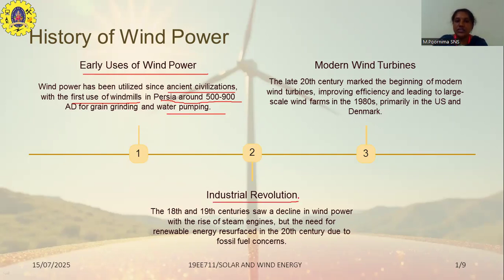And the second is the Industrial Revolution. In the 18th and 19th centuries, there was a decline in wind power with the rise of steam engines. But the need for renewable energy resurfaced in the 20th century due to fossil fuel concerns. Now coming to the modern wind turbine. The late 20th century marked the beginning of the modern wind turbine, improving efficiency and leading to large scale wind farms in the 1980s, primarily in the US and Denmark. This is the history and timeline of wind power.